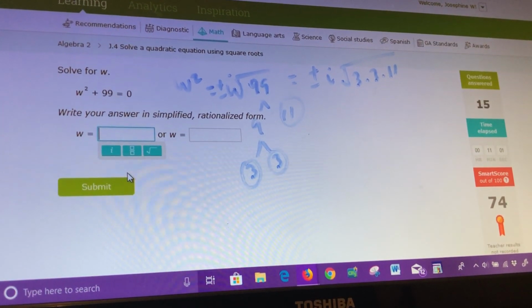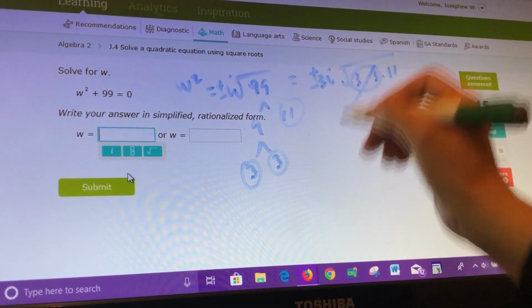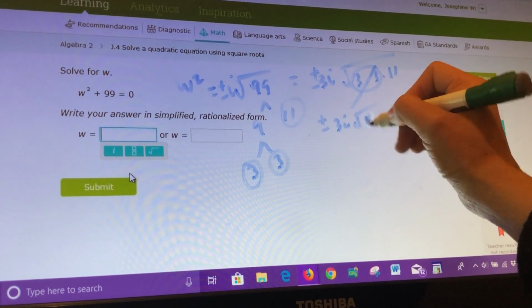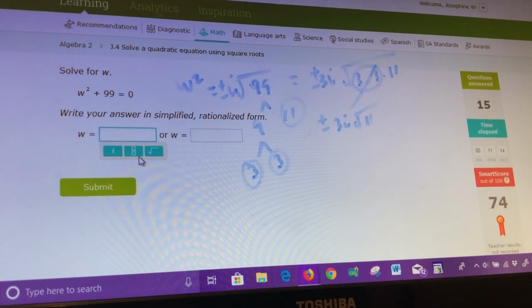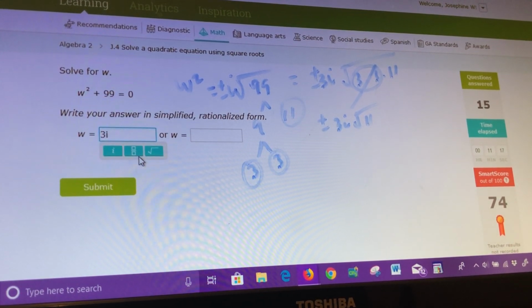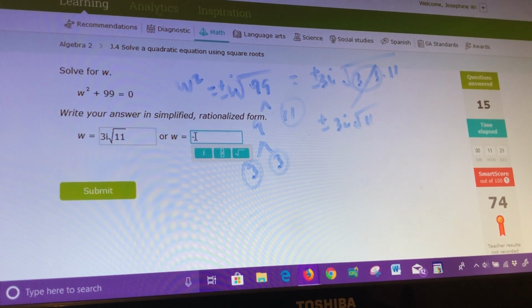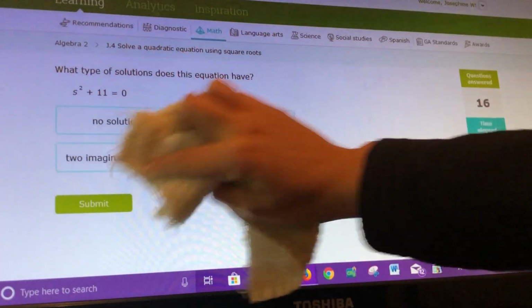Do you see any books? I do. I see a book of what? A book of 3. So you take that book outside. So it's going to be plus or minus 3i square root of, and what's left? 11. And that's what it means by simplified. You always have to check if they're books. That's what that means. All right, so 3i radical 11. And this one's going to be negative 3i radical 11. Bam. All right, actually, I think we'll just get it to 80 and stop at 80.